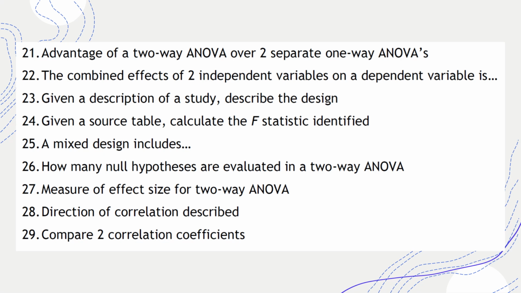Let's see, 26. How many null hypotheses are evaluated in a two-way ANOVA? Well, a two-way ANOVA means I've got two independent variables. So I have a null hypothesis test for the first variable. I have one for the second. And then I have a third null for the interaction between the two. Okay. So there's three for it.